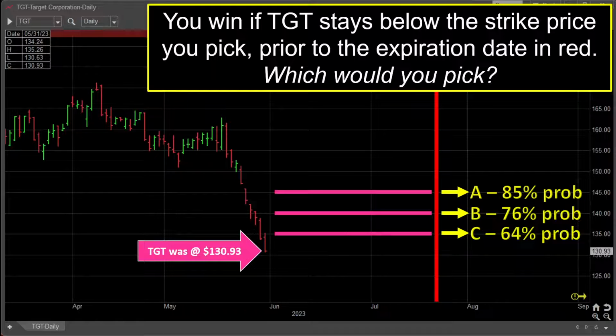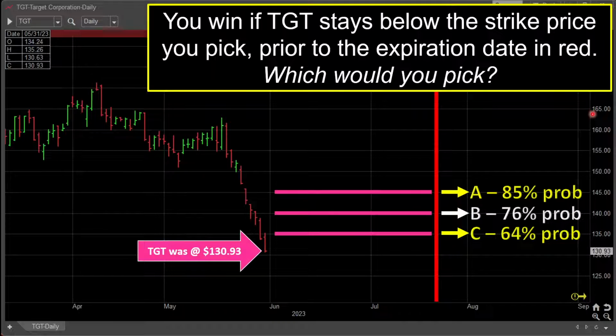Well, for those of you that answered B and C, or for those of you that didn't answer B and C, and you're kind of like in the background thinking you should answer B or C, you're right. Either one of those trades would have been acceptable. Now, here's what it comes down to. I am going to sell, in this case, I sold the B. I sold the 76% probability.